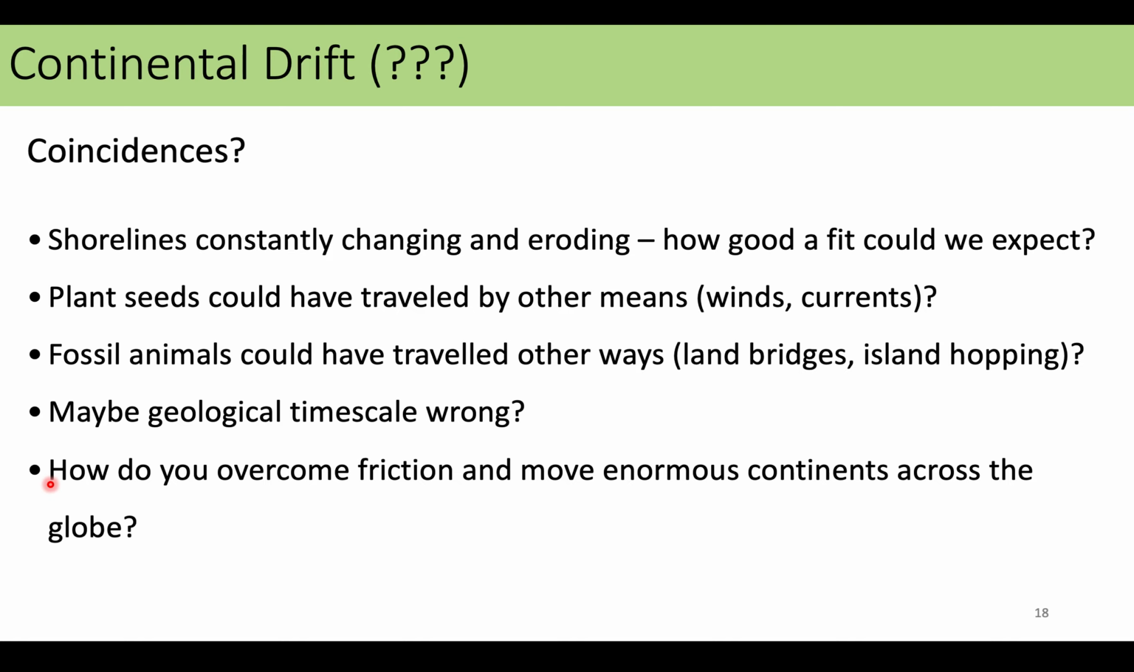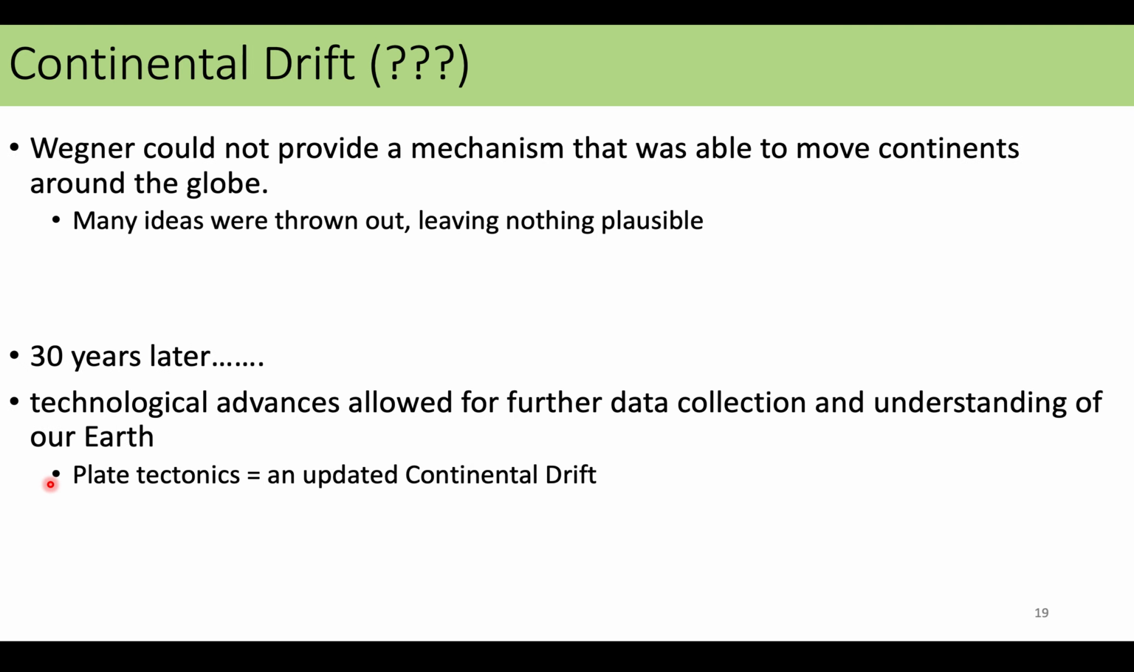So he saw all of this evidence that the continents must have, at one time, been in different positions, but he could not explain how that was physically possible. So how could the continents move? That is the big piece of evidence that he was missing. So he had no mechanism. He was actually asked to stop this investigation, stop writing about it, stop trying to publish about continental drift, and he was not very well accepted in the scientific world.